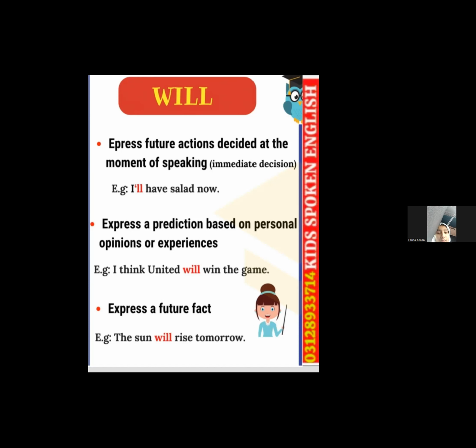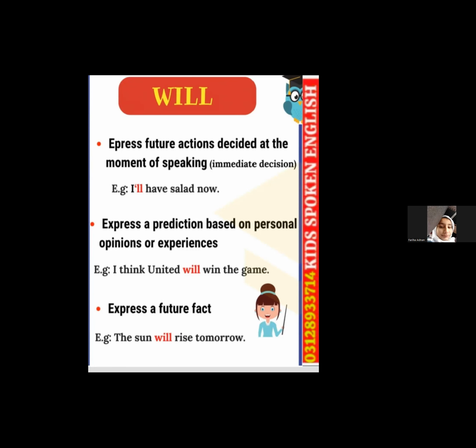Okay? So, where to use? We have to use will for the actions decided at the moment of speaking, immediate decision, and to express a prediction based on personal opinions or experiences, and whenever we express a future fact. Okay, so for those situations, we have to use simple future tense. Okay, simple future tense. Got it, students?